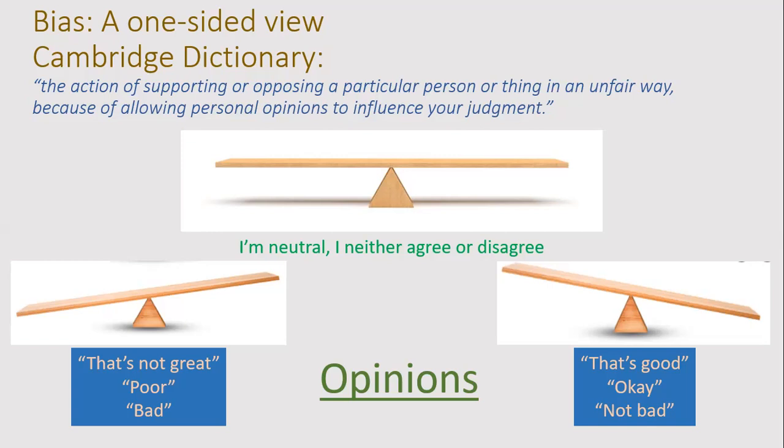If you look at the seesaws here, what I'm trying to show you is that an opinion is split into categories. You've got neutral, firstly. I neither agree nor disagree. So I'm not for it, I'm not against it. And then you've got the idea that, okay, that's not good, it's not great to think that way, that's bad, or that's good, okay, not bad. Okay, these are opinions. So these are 3 levels of opinions.